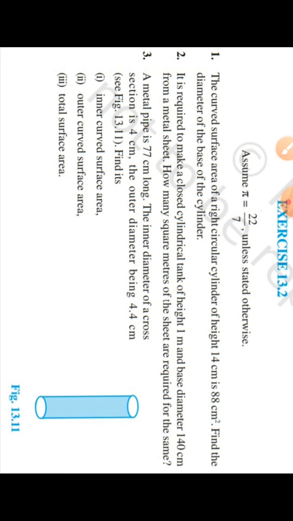Now, for the time being, we skip question number 3. That is quite different from the remaining sums. Why? Whatever material is used there is thick, so its inner and outer diameters are different. So in this case some extra concepts are used, so we temporarily skip question number 3. Now we go to question number 4.